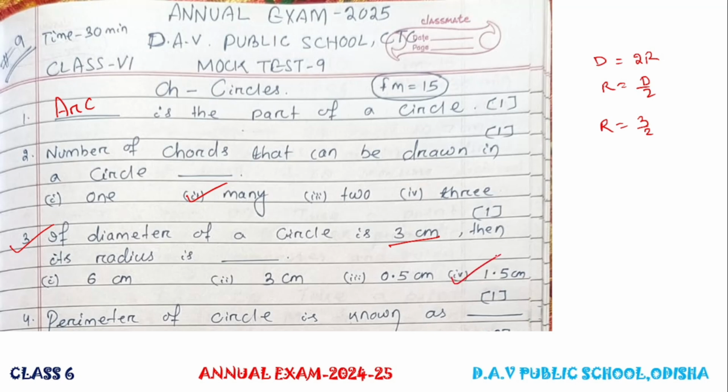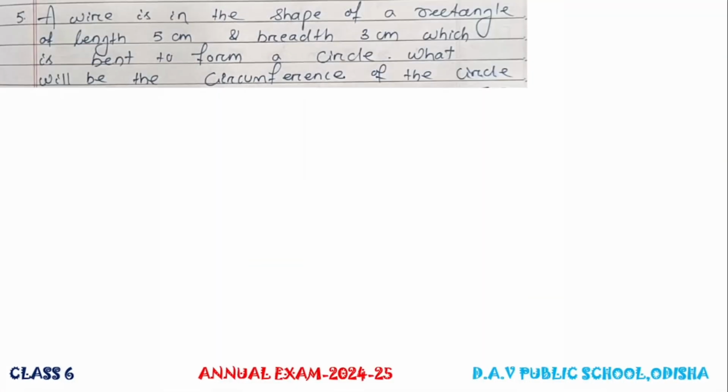Next, the perimeter of a circle is known as circumference. It is an important question. Circumference.